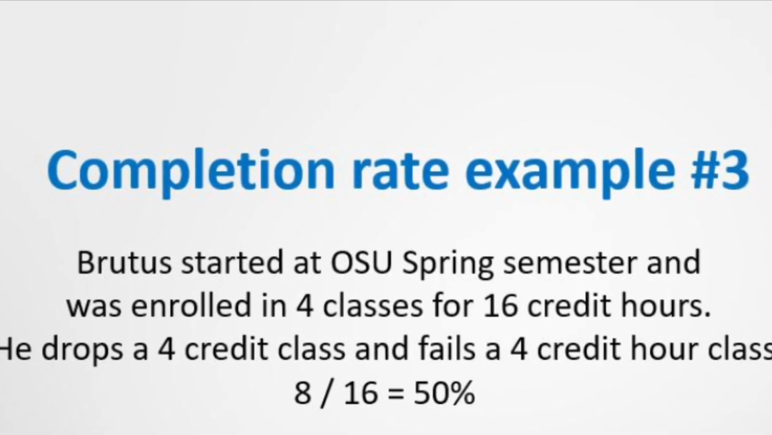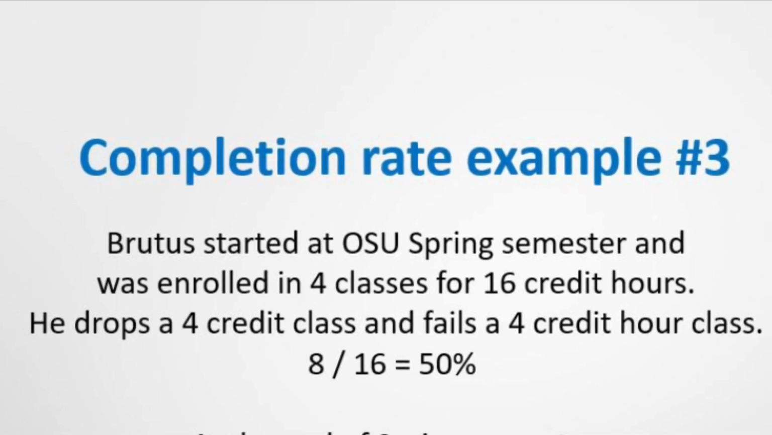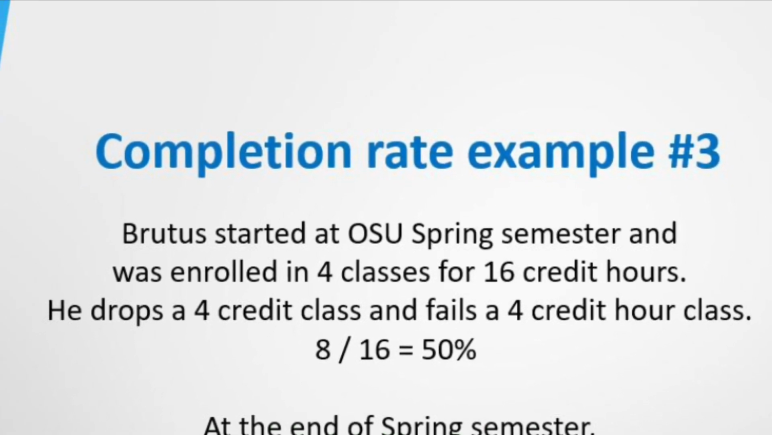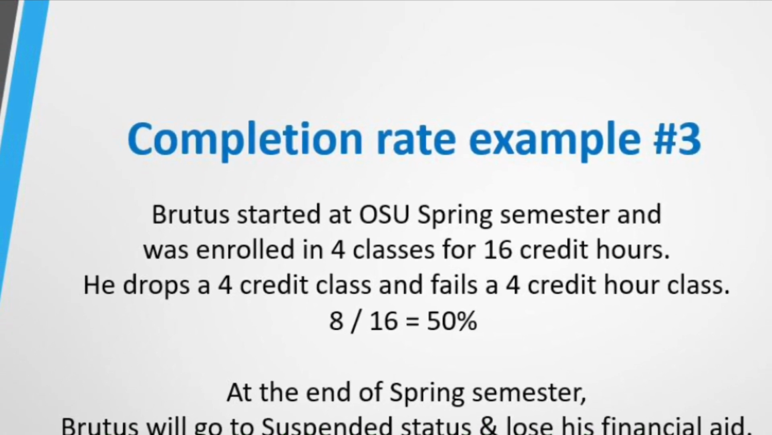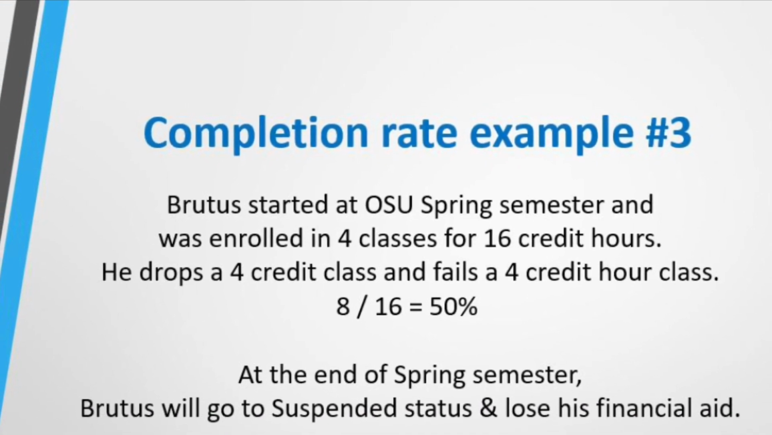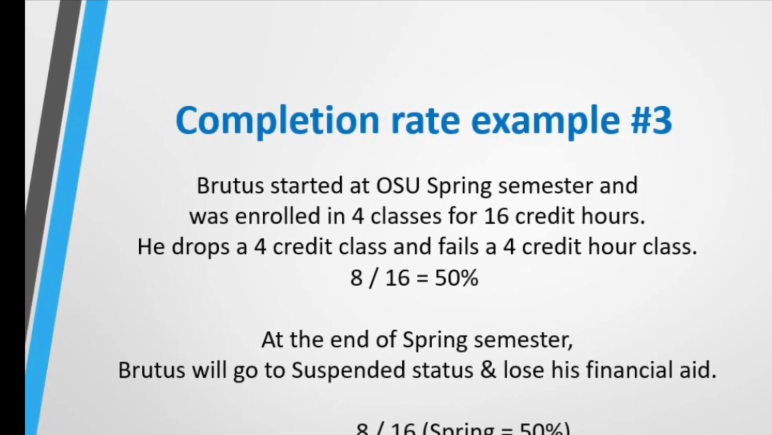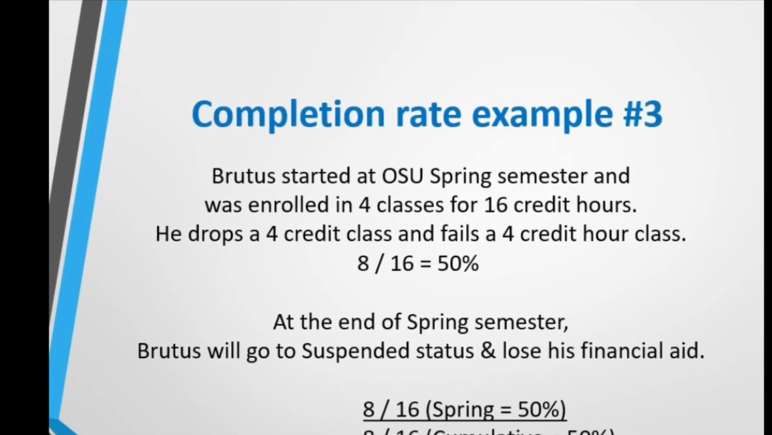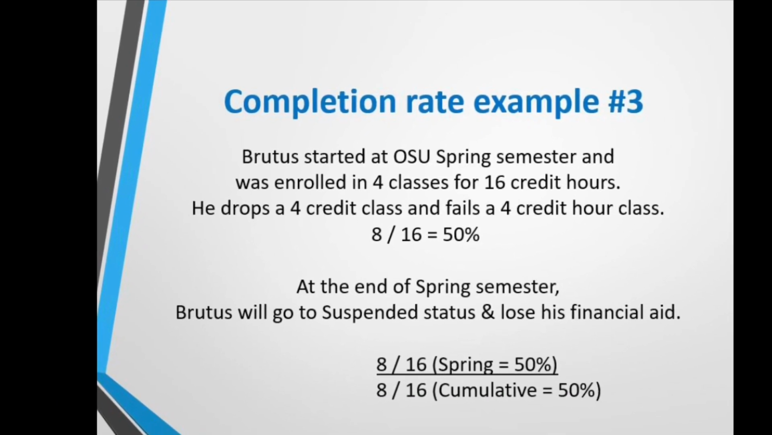Brutus started at OSU spring semester and was enrolled in 4 classes for 16 credit hours. He drops a 4 credit hour course and fails a 4 credit hour course. That put his completion rate to 8 out of 16 for a 50% completion rate. At the end of spring semester, Brutus would go to suspended status and lose his financial aid for only having a 50% completion rate.